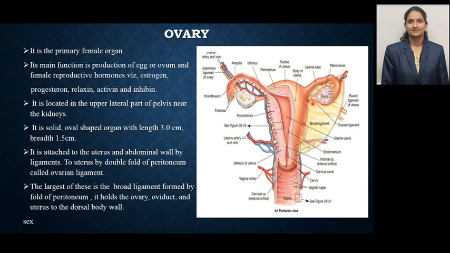The largest of these is the broad ligament formed by a fold of peritoneum, and it holds the ovary, oviduct and uterus to the dorsal body wall. This broad ligament is responsible for holding all these structures to the dorsal body wall.